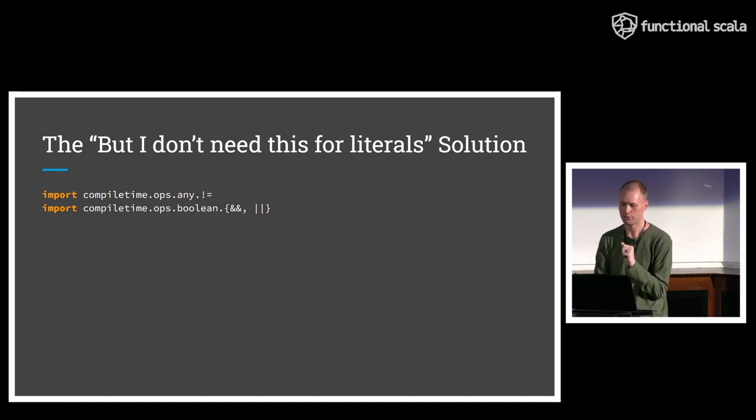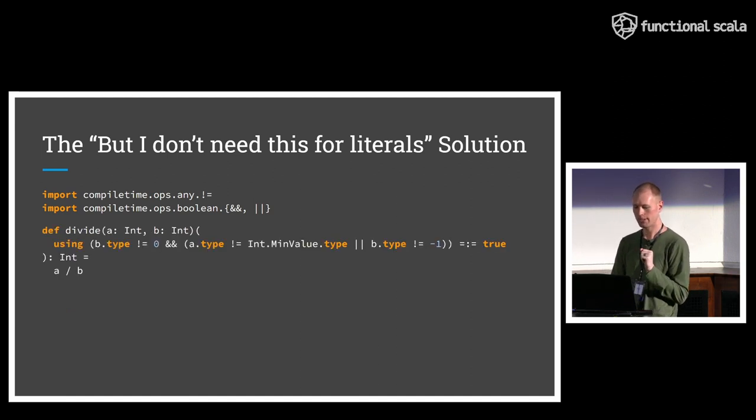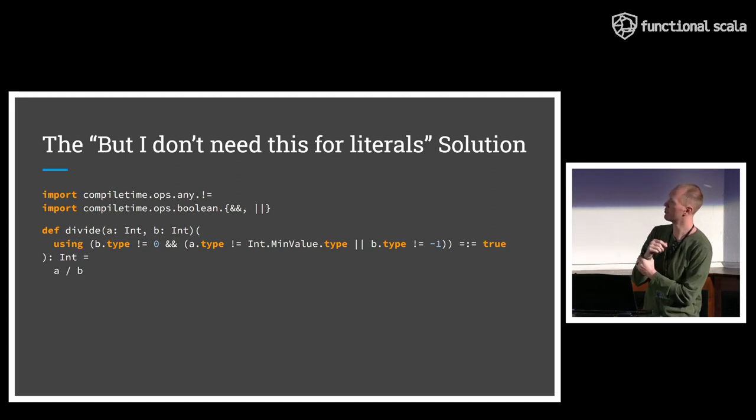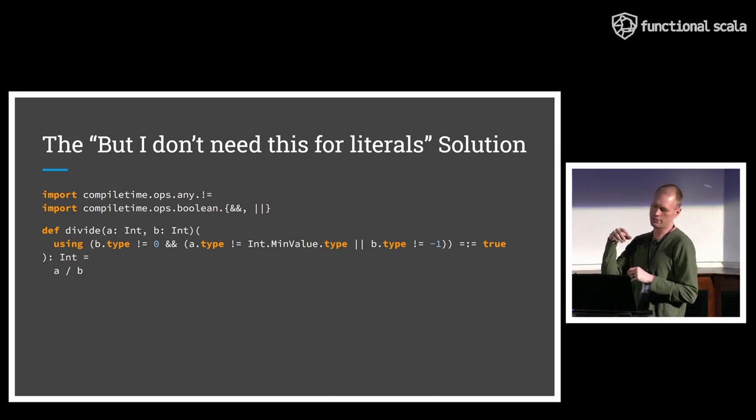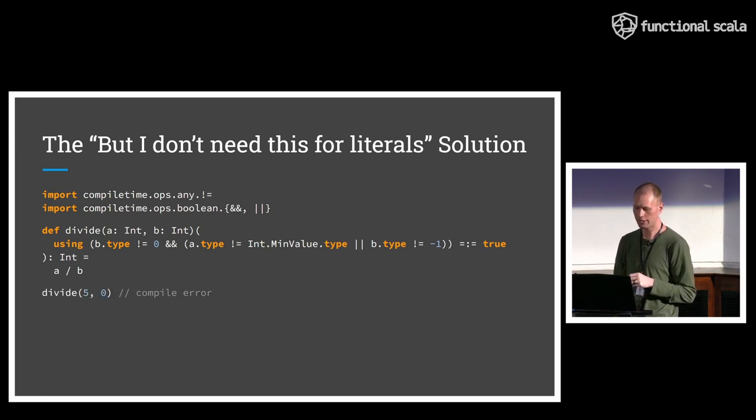Scala 3 has these new compile time ops. They work kind of nicely. So we're back to taking just two ints, but we need this evidence of being true that B's type is not zero and A's type is not the min int, or B's type is not negative 1. And if that's true, it's all good. So we can call divide 5 and 0, we'll get a compile error because that's going to fail this evidence. If you try to divide 6 and 2, that's going to work, no compile error.